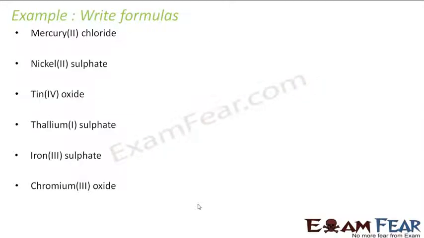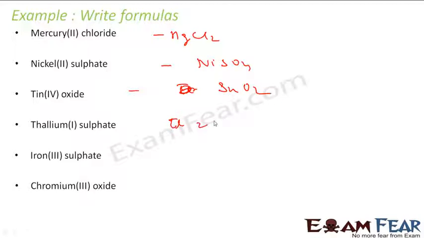So here the question is pretty simple. The stock form is given, and you write inside the formula. Mercury chloride is HgCl2. Nickel sulfate, NiSO4. Tin oxide, SnO2. Thallium sulfate, Tl is thallium. Iron sulfate, iron with 3, that is Fe2(SO4)3.